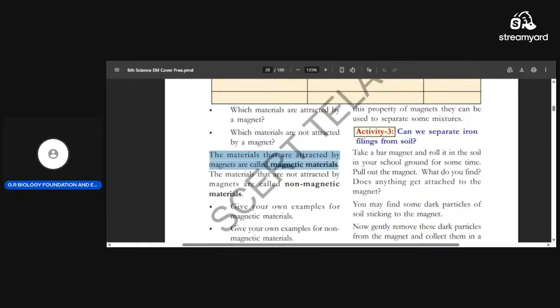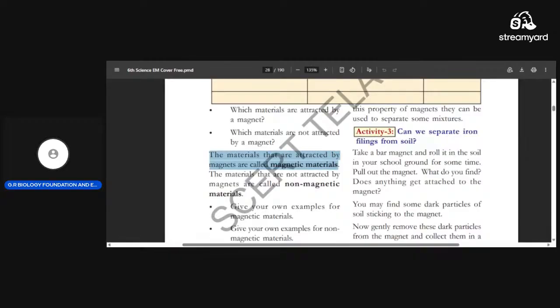So already I gave you the question. What are magnetic materials? The materials that are attracted by the magnet are called magnetic material. So which materials are attracted by the magnet? Those are magnetic material. Which materials are not attracted by the magnet? Those are non-magnetic material. Okay. So second question, what are non-magnetic material? Materials which are attracted by the magnet are magnetic. Materials which are not attracted are non-magnetic materials.